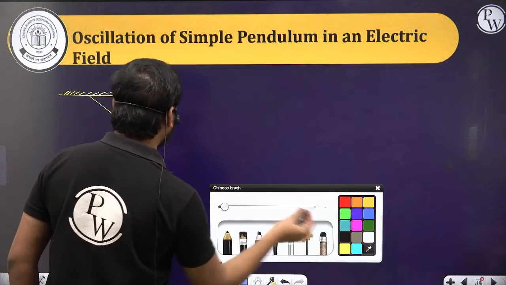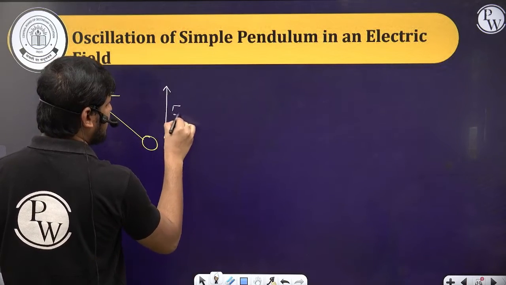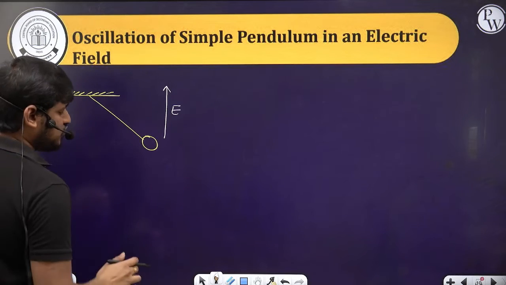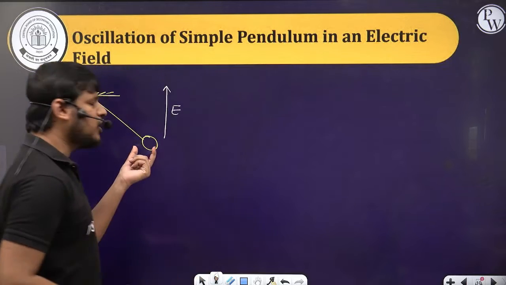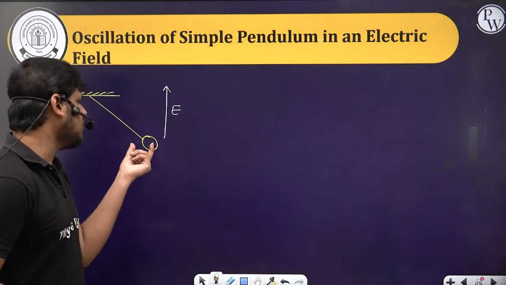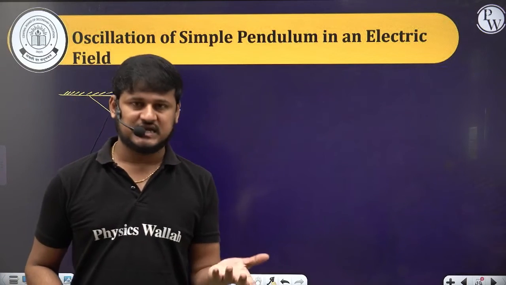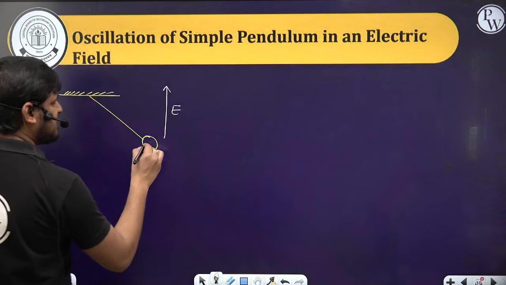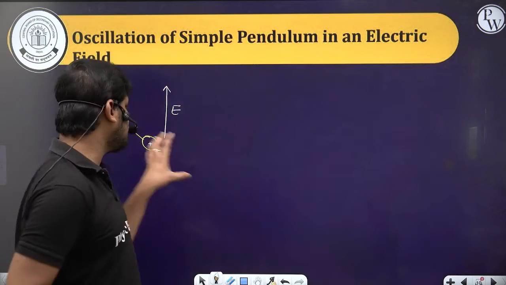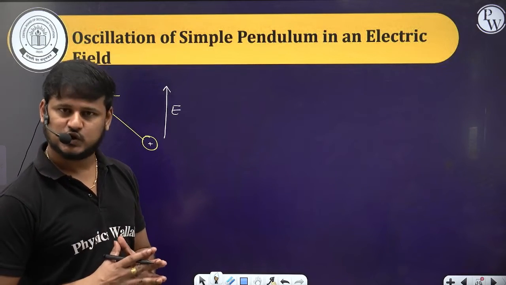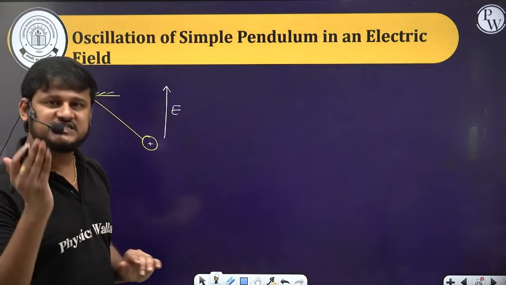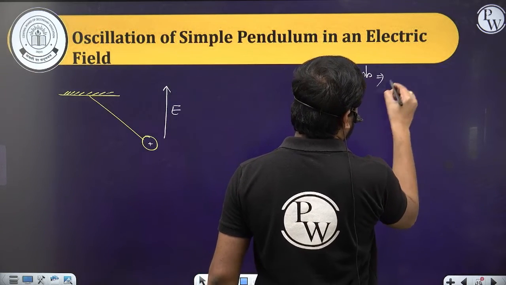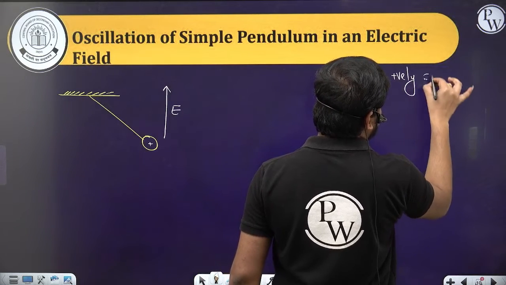Let's say the electric field is upward. This is a pendulum of mass m which is placed in the electric field. We take the bob as a charged particle, a very small positive charge. Considering the bob as a positively charged particle.